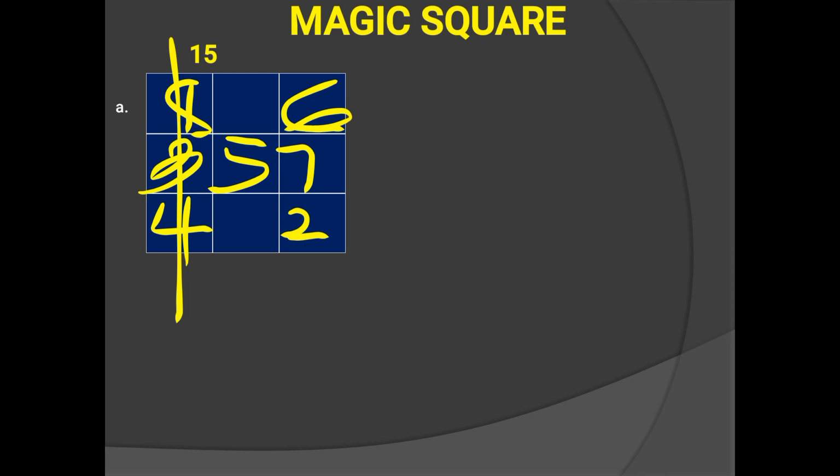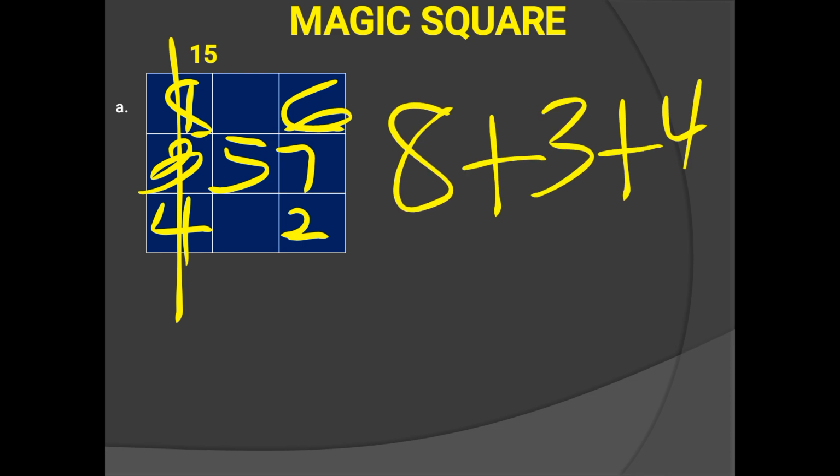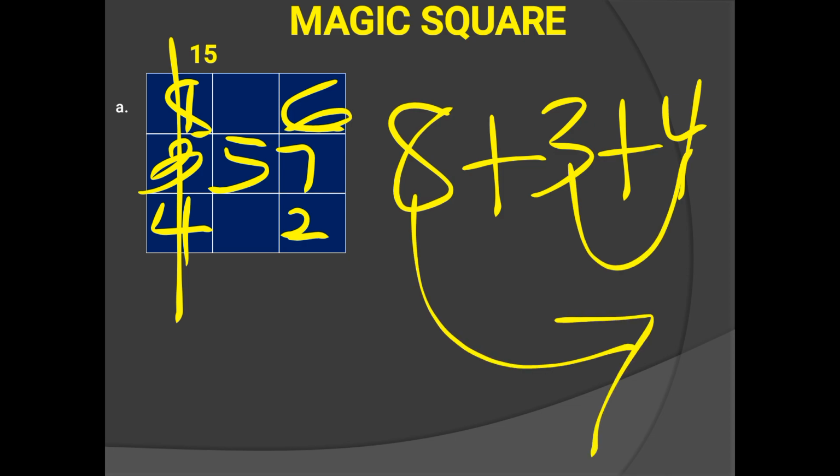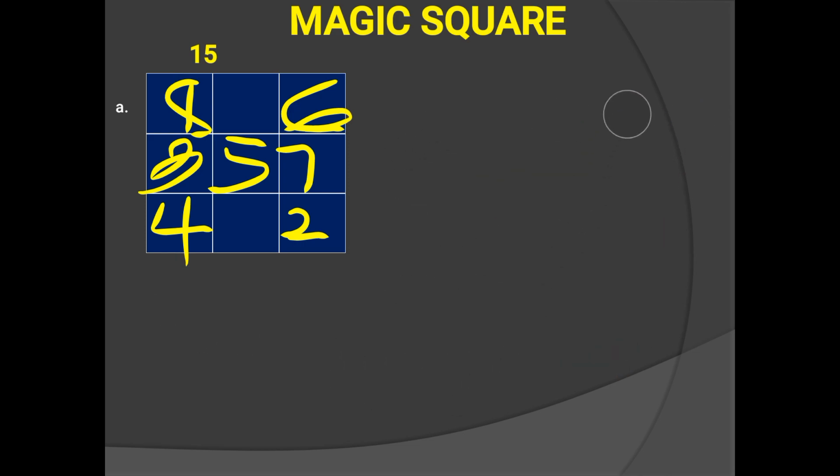Now it also gave us this side. So let's check if that is also correct. We have 8 plus 3 plus 4. Now 3 plus 4 is what? 7. 7 plus 8 is 15. Right? So it's also correct. Great. So we have just 2 sides to fill.